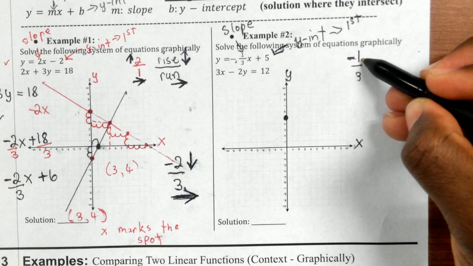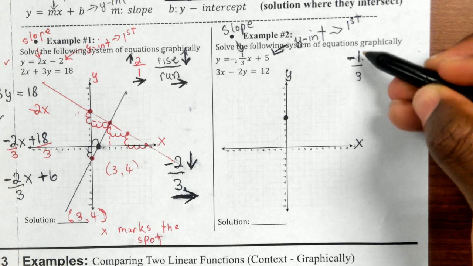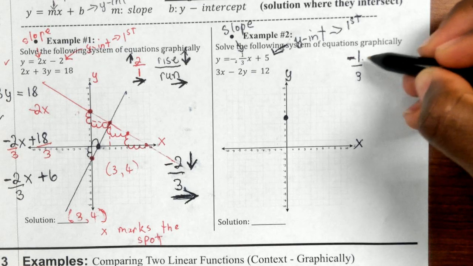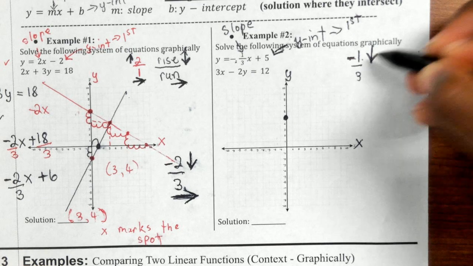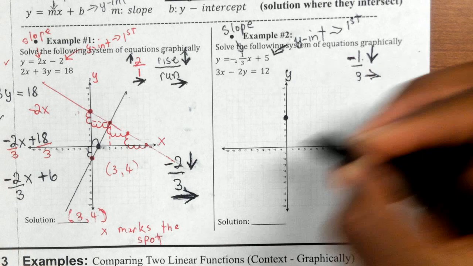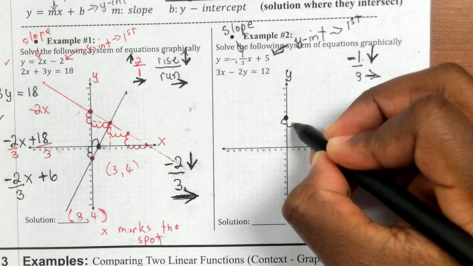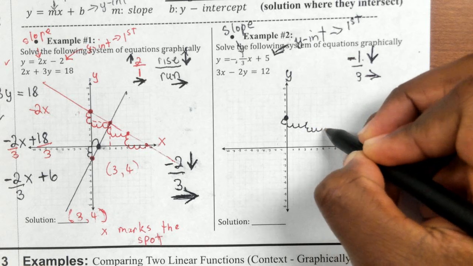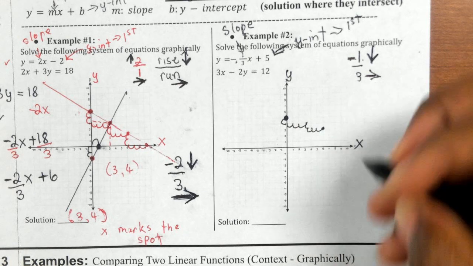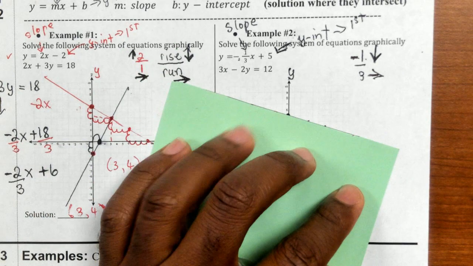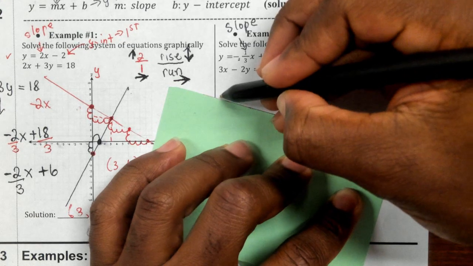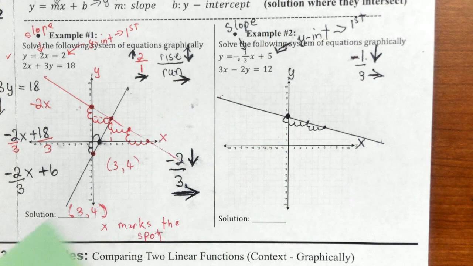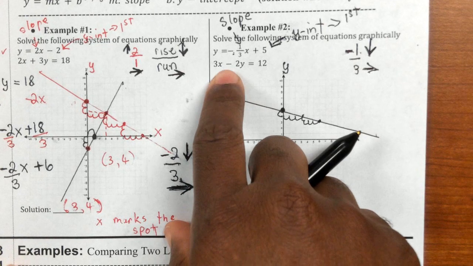The negative 1 tells me rise, whether up or down. Because it's negative, you're going down once, right 3 times. Down once, right 3 times, and it will go on and on forever. Okay, so we draw our line, bam. Okay, now we need to graph this line.